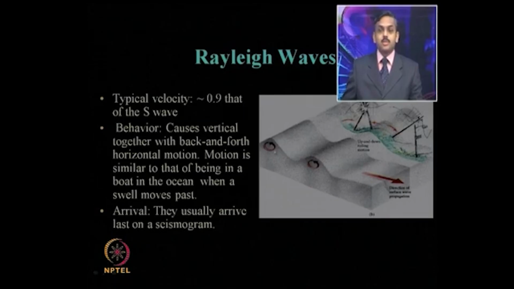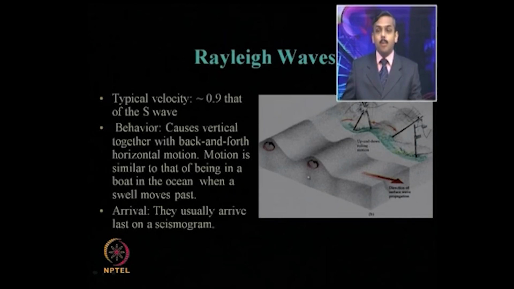We have seen just now, it causes vertical together with back and forth horizontal motion because of this rolling nature. So, the motion is similar to that of being in a boat in the ocean when a swell moves past. Whenever there is a wavy motion in the ocean and you travel in a boat, whatever the feeling is in that situation, the same thing will be felt when an earthquake strikes and Rayleigh waves travel through your site or where you are located.